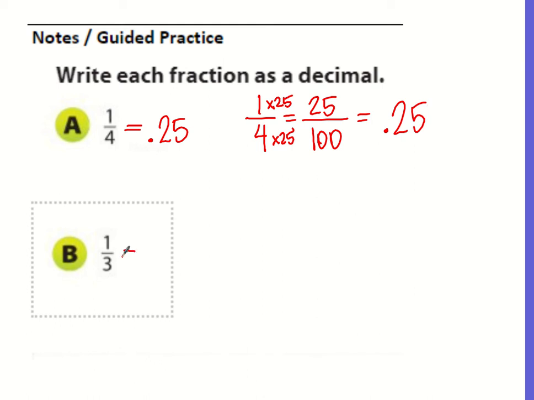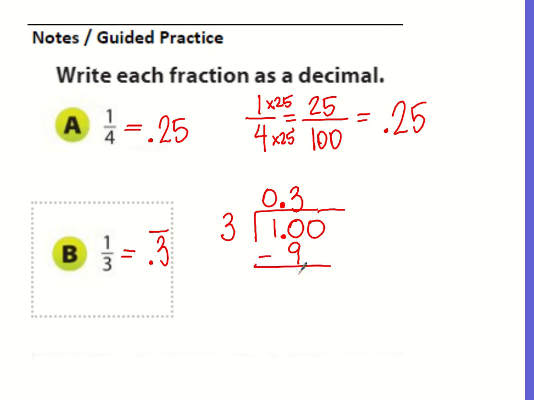B is 1/3. A lot of you will know that this is 0.3 repeating. Okay, so if not, how do you do it the long way? You could do 1 divided by 3. Do your long division. Doesn't fit. Add a decimal and some zeros. Bring your decimal up. 3 into 10 goes 3 times. That's 9. Subtract and you get 1. Bring down. So you see that the 3 keeps going. So it's 0.3 repeating. Okay?